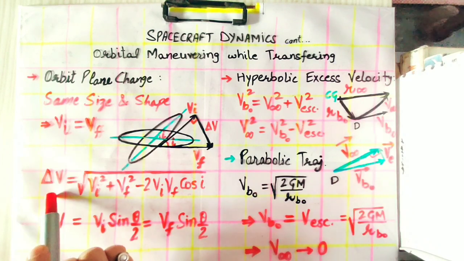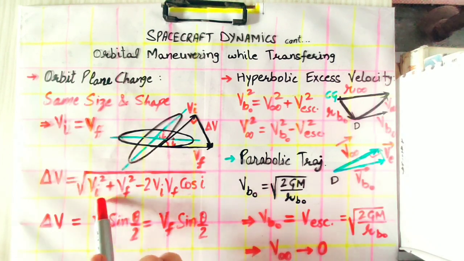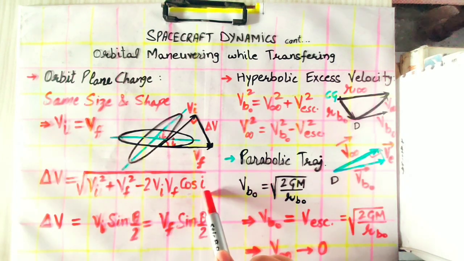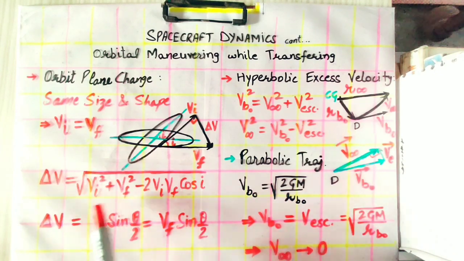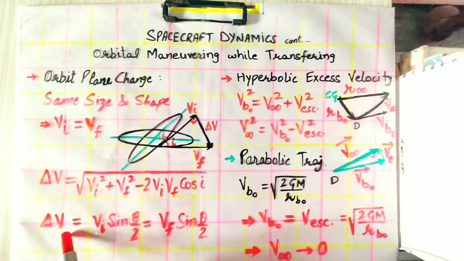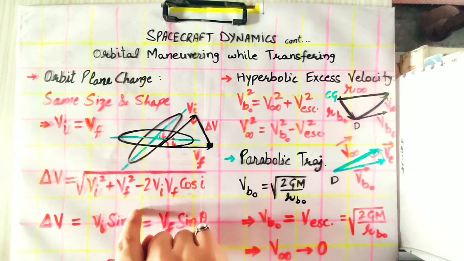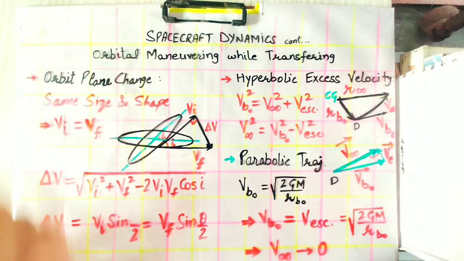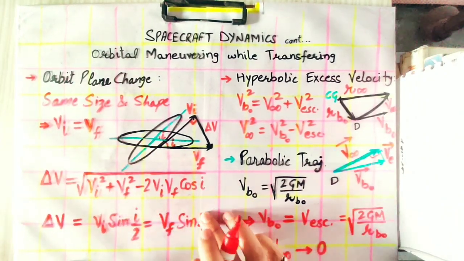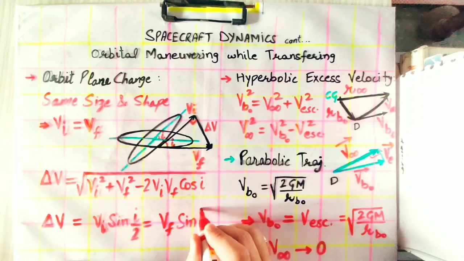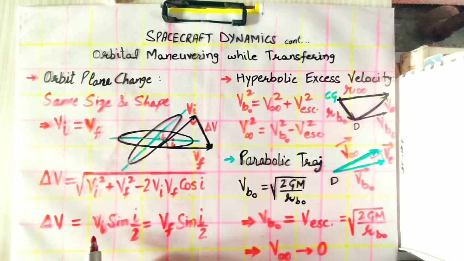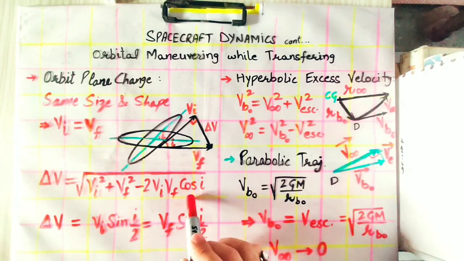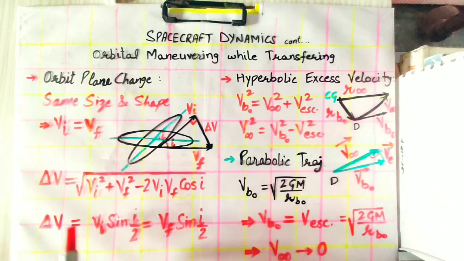That is, from the parallelogram law we can say delta V equals the square root of Vi squared plus Vf squared minus 2 Vi Vf cos I. Since Vi equals Vf, delta V is equal to Vi sin I by 2, sorry, sin I by 2 will be here because the inclination angle is I. So delta V equals Vi sin I by 2 equals Vf sin I by 2, because Vi equals Vf. From this, cos theta in terms of sin theta by 2 we have just substituted, and delta V in terms of Vi and Vf is like this.